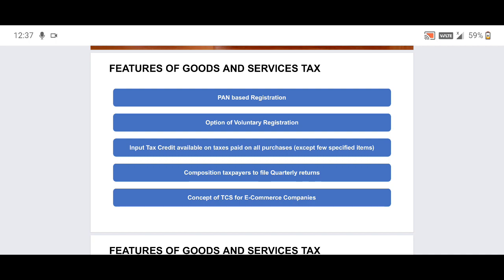Moving forward to the next important feature, which is composition taxpayers filing quarterly returns. So friends, there are two types of taxpayers under GST.